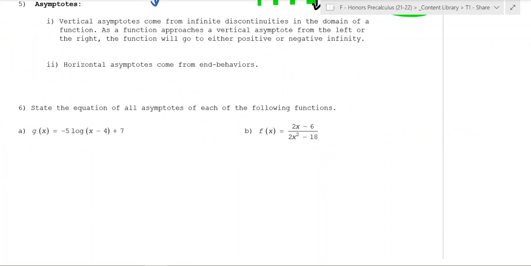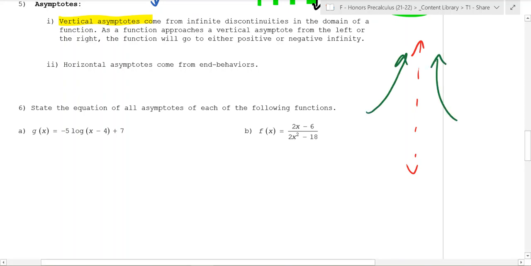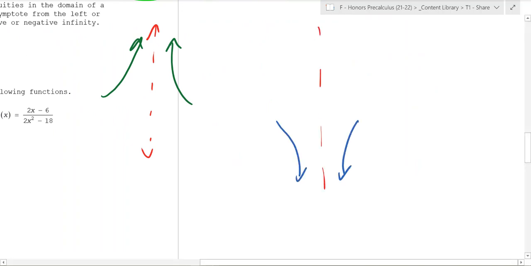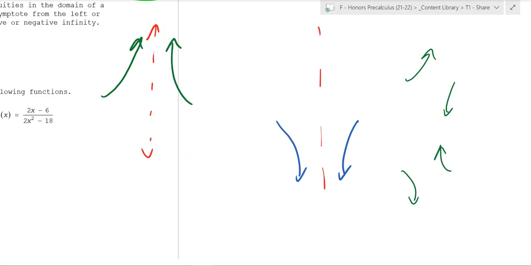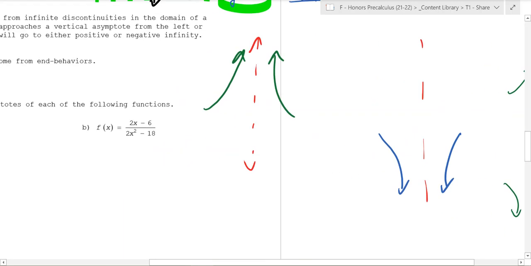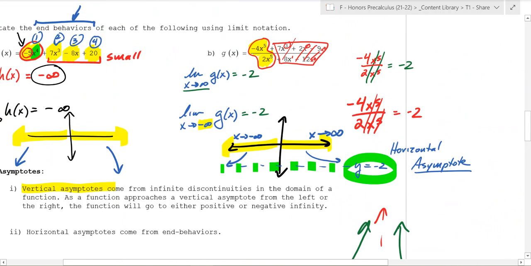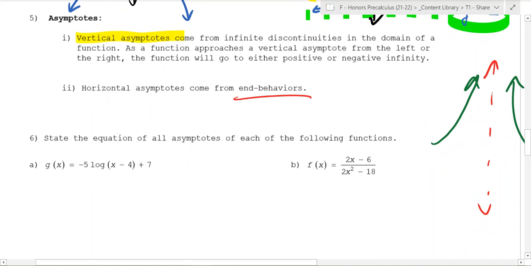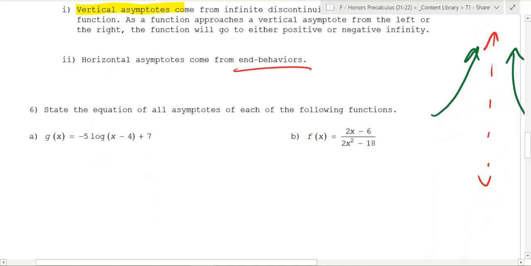So with regard to asymptotes, there are vertical asymptotes, and those are the asymptotes that are straight up and down. As you approach, you're going to see both going up, or both going down, or one going up and one going down. You're going to see something like this, or something like this. These are the 4 things that can happen at a vertical asymptote. Horizontal asymptotes occur just like what we saw here with regard to end behavior. So, again, end behavior: state the equation of all asymptotes of each of the following.